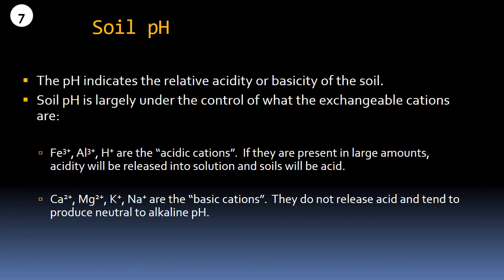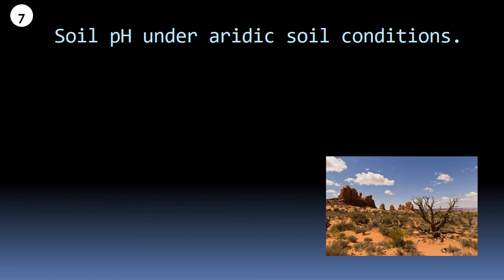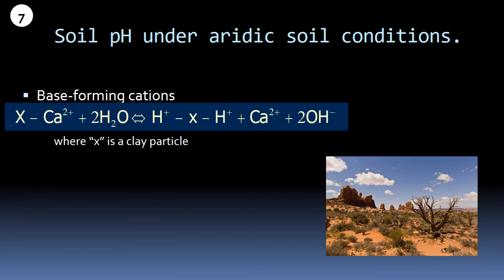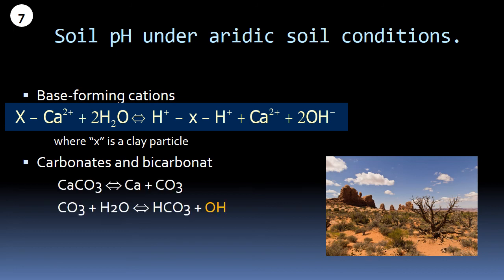The basic cations act in the opposite manner. When calcium, magnesium, potassium and sodium exist in the soil and they react with water, they tend basically to decrease the acidity, and therefore increase the basicity, and the pH will increase. So how this works and how it is related to the condition of the climate and the nature of the country or the nature of the soil, it basically follows the concept which I will explain now.